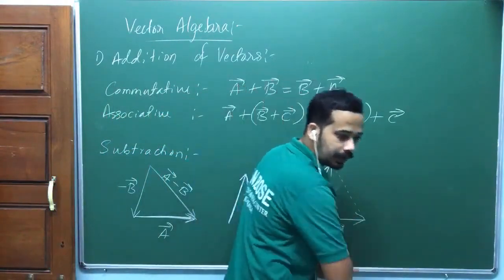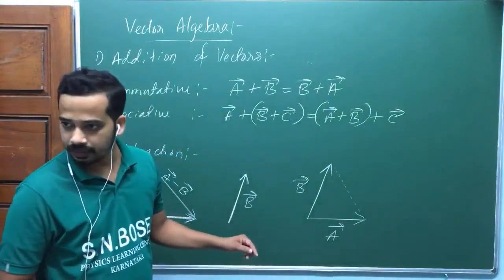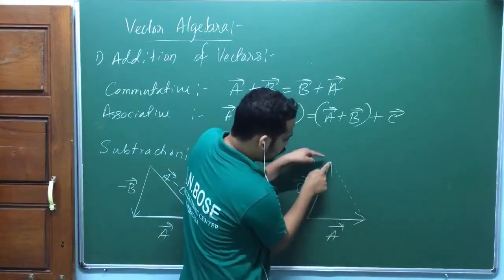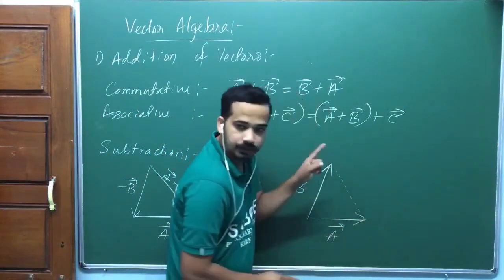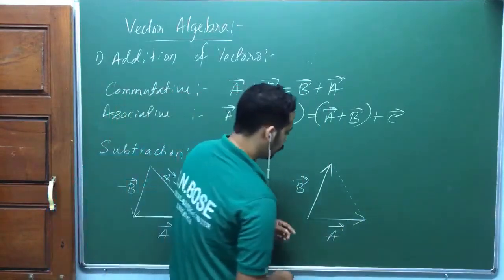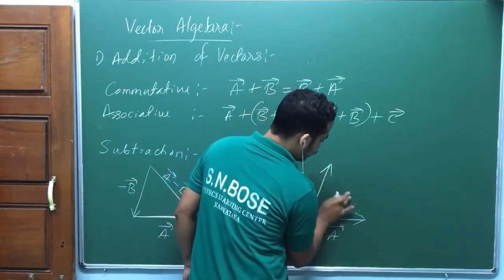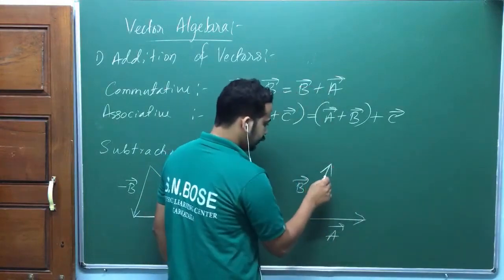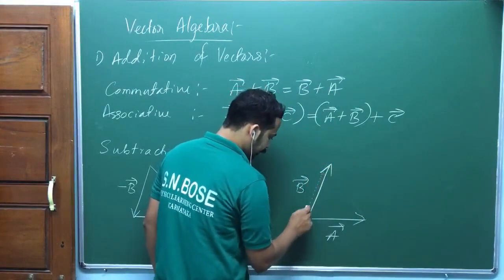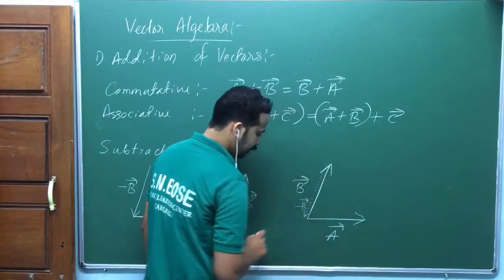You can use the parallelogram law of vector addition. A plus B is a kind of diagonal one. But when you need this distance, or this vector from this point to this point, you should go for subtraction of a vector. You are going to apply this one, so remember. Now look here. If this is B, can I take this one as minus B? Is that okay?